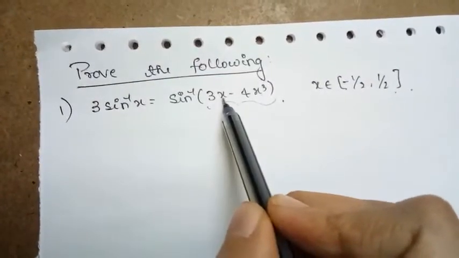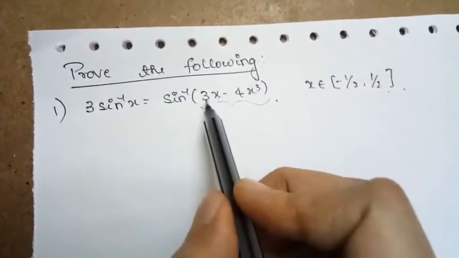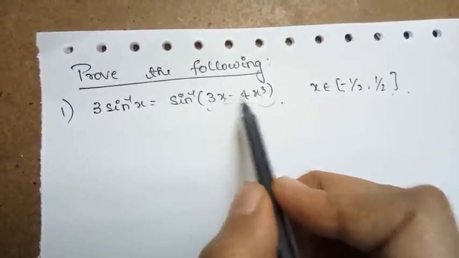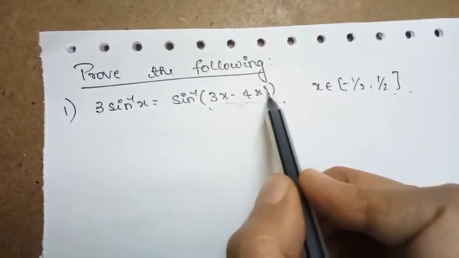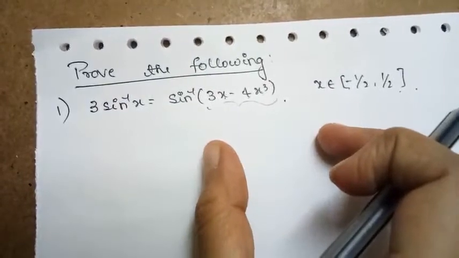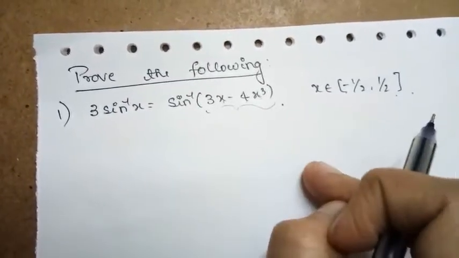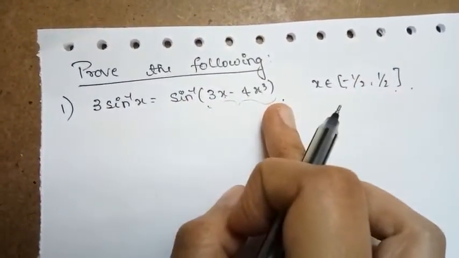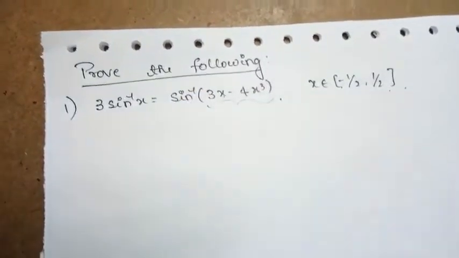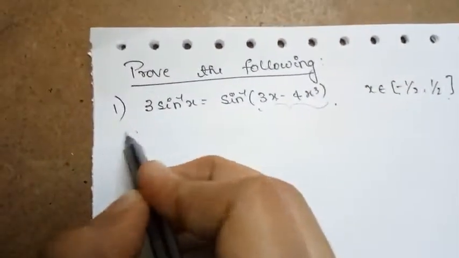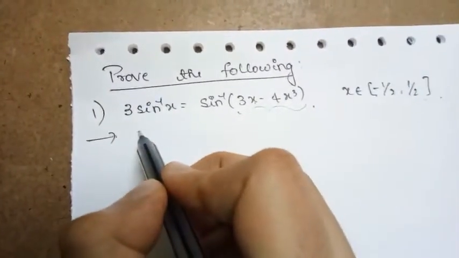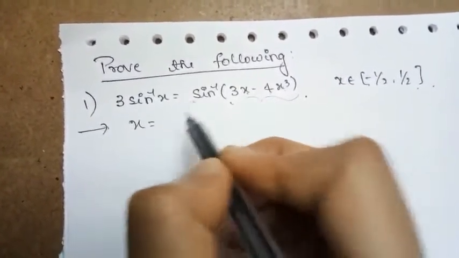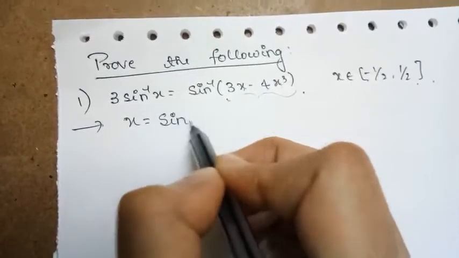Suppose I substitute x with sin theta, what are we going to get? 3 sin theta minus 4 sin cube theta. It is the formula, or the identity, of sin 3 theta. So sin inverse of sin 3 theta we are going to get. So we can solve it in a simpler way. Knowing that identity, I am substituting x is equal to sin theta.